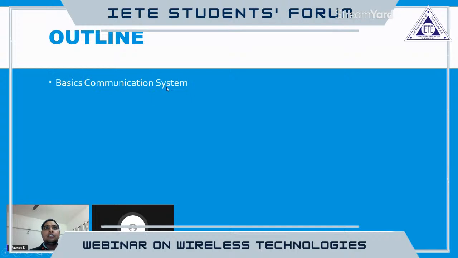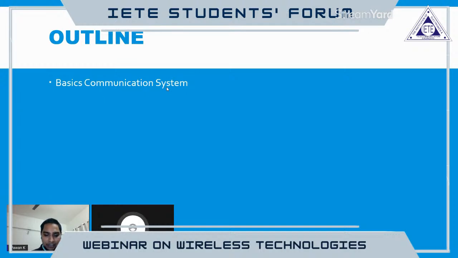So this will be the outline of the webinar today. First of all, we will go through the basic communication system. In the basic communication system, we will see how exactly the communication happens from the transmitter to the receiver. What I mean to say is that the transmitter and receiver are two different devices. One is the device which is calling, and the second is the device which will receive the call.